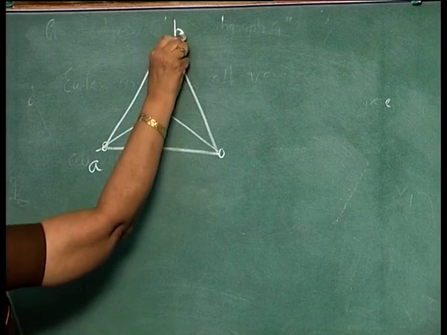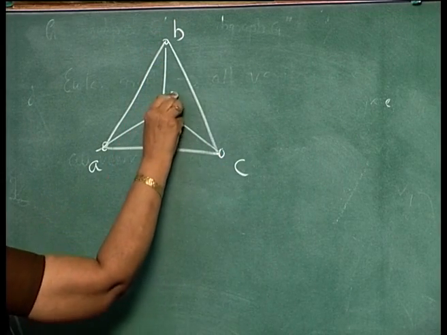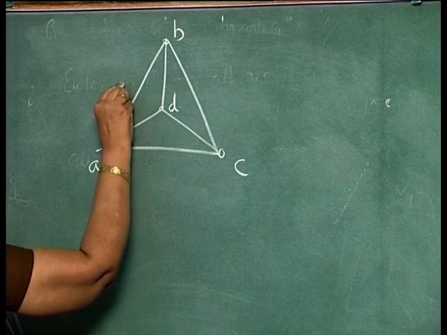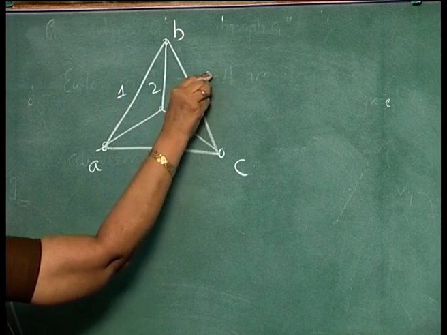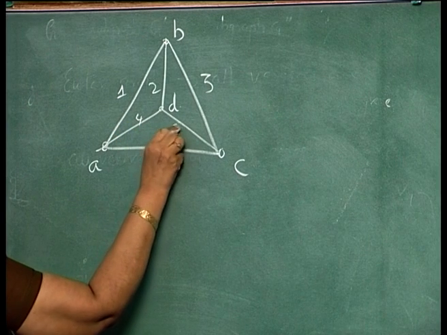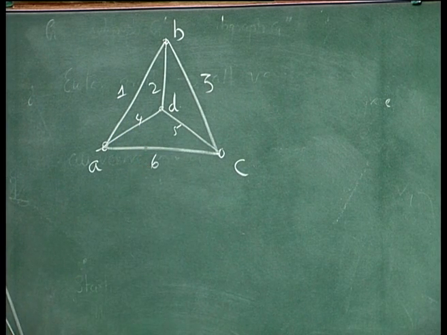Call the vertices A, B, C, D, and the edges as 1, 2, 3, 4, 5, 6. Call the edges like that. Does this have a Hamiltonian circuit? Any complete graph will definitely have at least one Hamiltonian circuit.